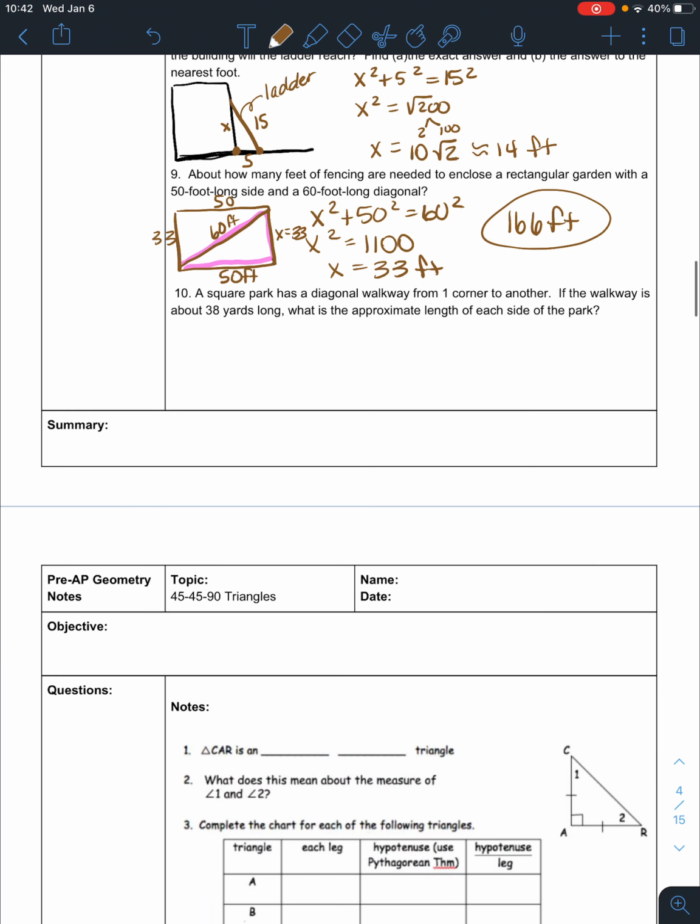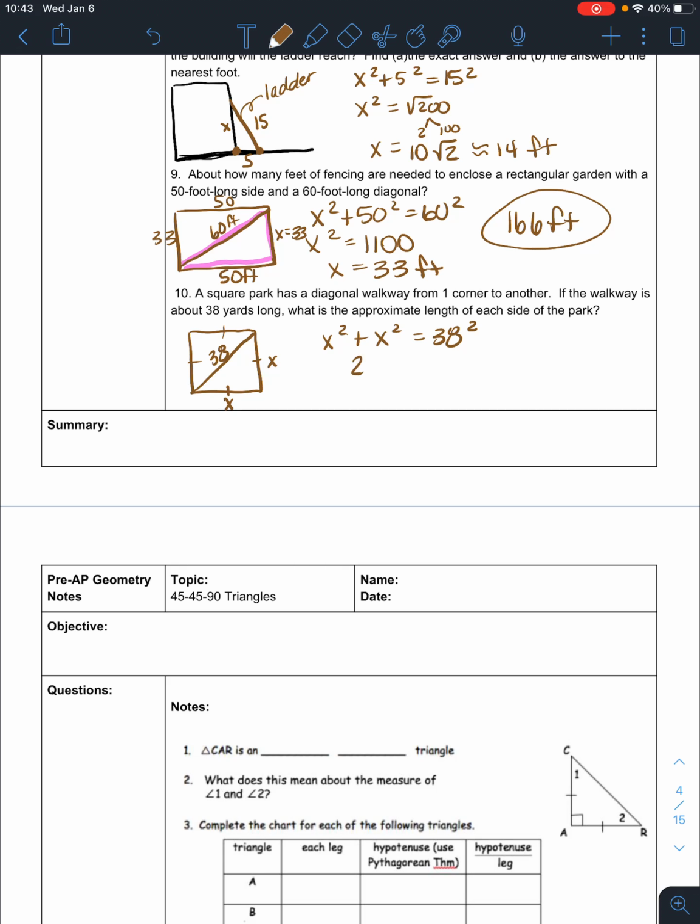Then the last one, a square park has a diagonal walkway from one corner to the other. So we draw a square with a diagonal walkway. And the walkway is 38 yards long. So what's the approximate length of each side of the park? So we know that each of those is x. So I have x squared plus x squared is equal to 38 squared. Now I know I only have one side length instead of two, but I do know that two of the side lengths are the same. And that's why we're able to do this.